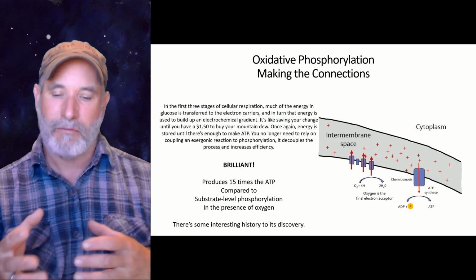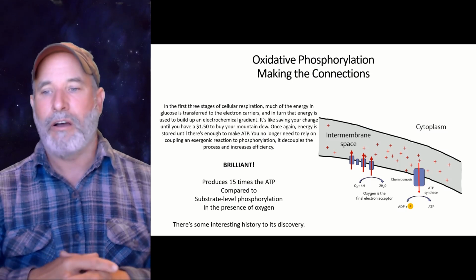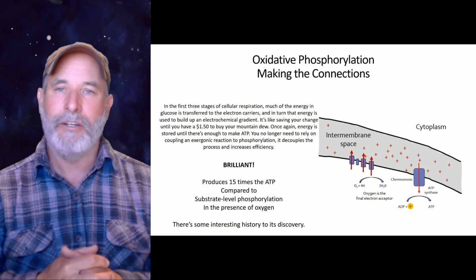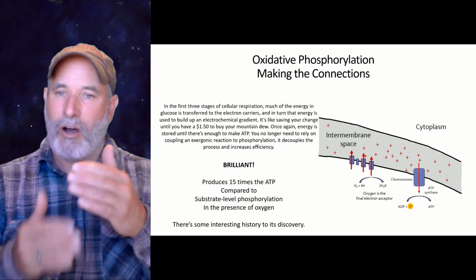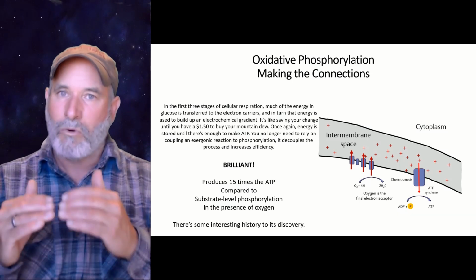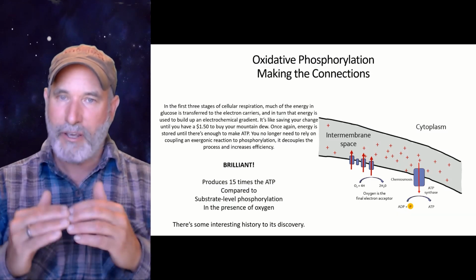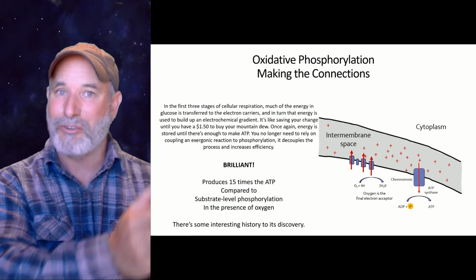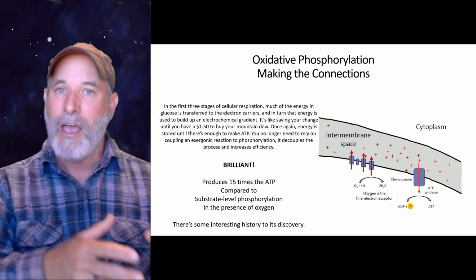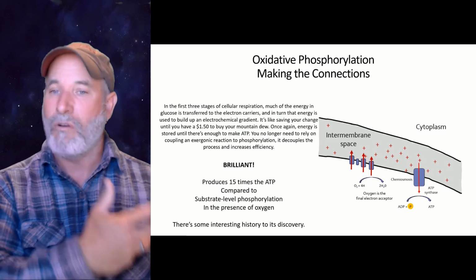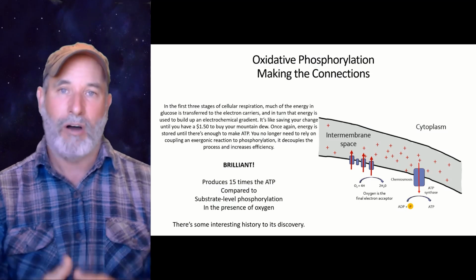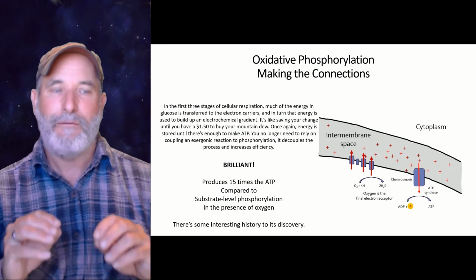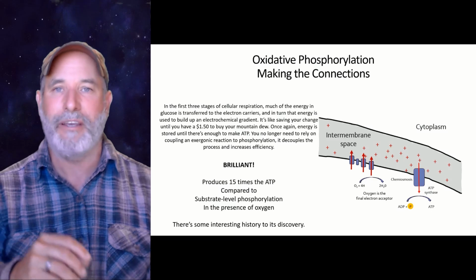It's like taking your change and putting it in your desk drawer, and then when you have $1.50, you go buy a Mountain Dew. By doing all these little steps of the reactions, we're taking that energy in small pieces, storing that energy as an electrochemical gradient. We're storing that energy in the intermembrane space. And when we have enough to make ATP, we make ATP. And we waste much less energy. This is brilliant. I mean, it makes 10 to 15 times the amount of ATP, right?